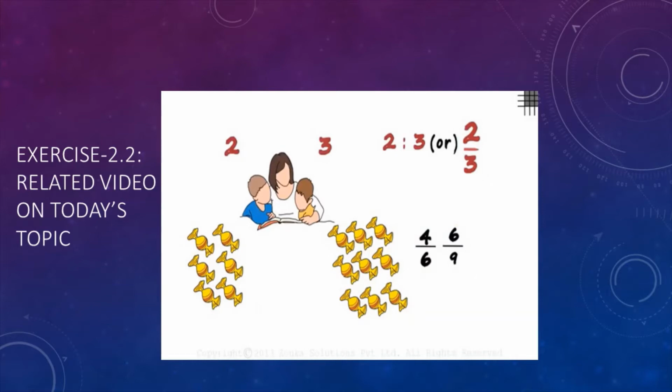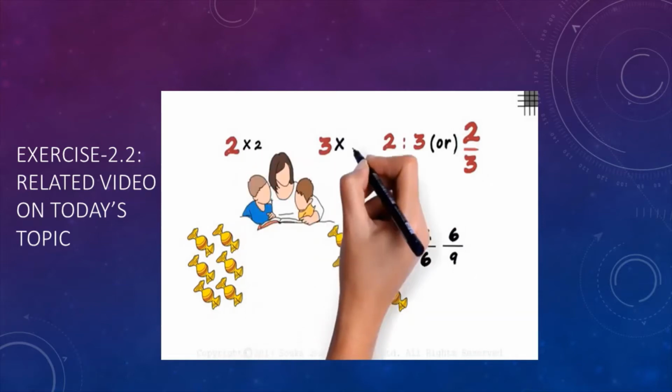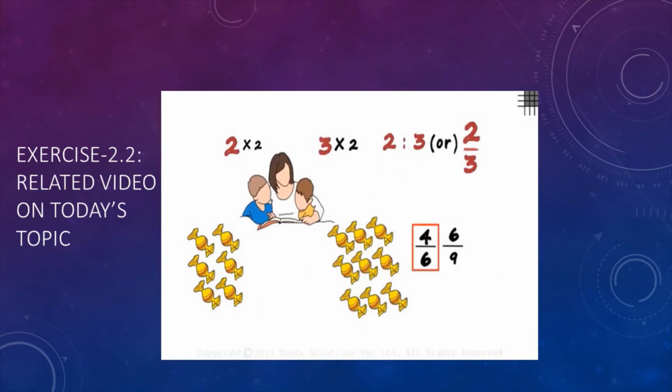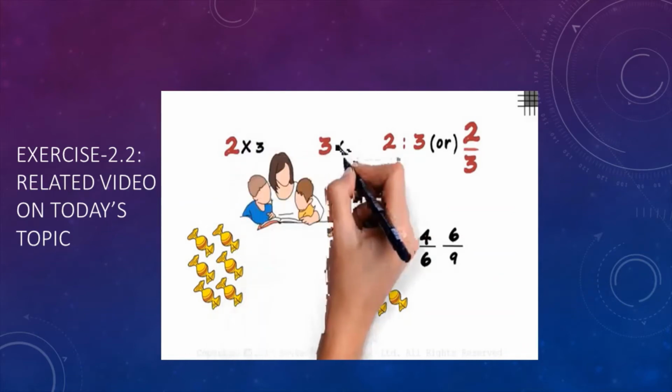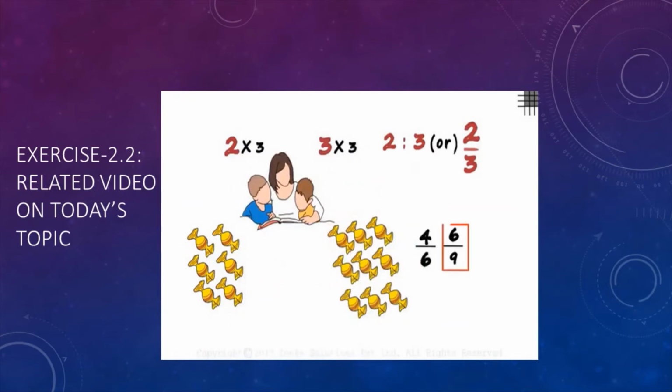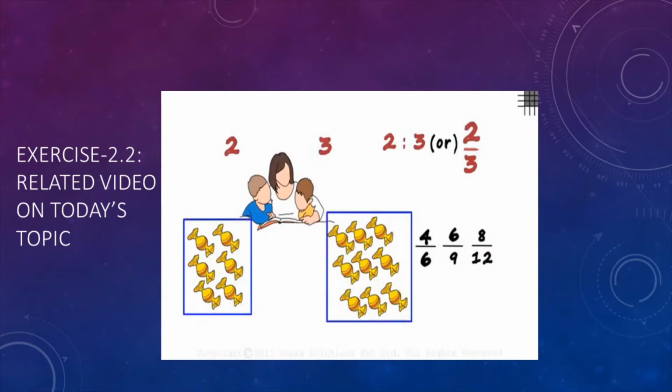What does this mean? If we multiply 2 by 2 and 3 also by 2, we get 4 by 6. If we multiply 2 by 3 and 3 by 3, we get 6 by 9. And similarly, if we multiply 2 by 4 and 3 by 4, we get 8 by 12, which is again equivalent to 2 by 3. So all three ratios are equal to 2 by 3. What does all this mean? It means that if the ratio of two quantities is 2 by 3, then the quantities will be multiples of 2 and multiples of 3 respectively, and not necessarily just 2 and 3.